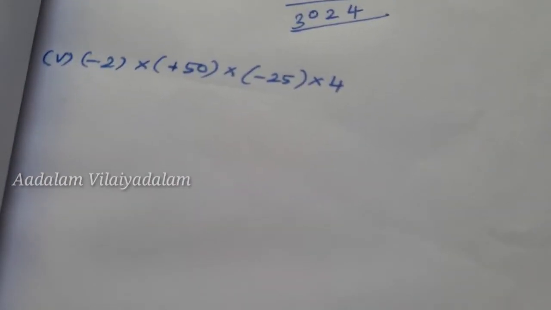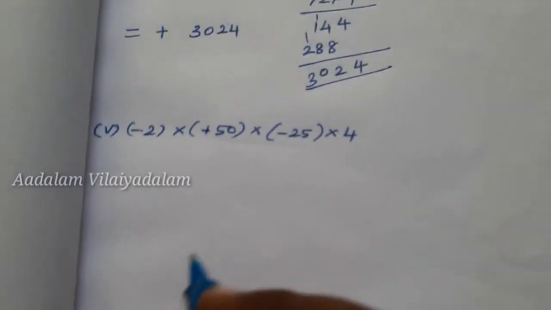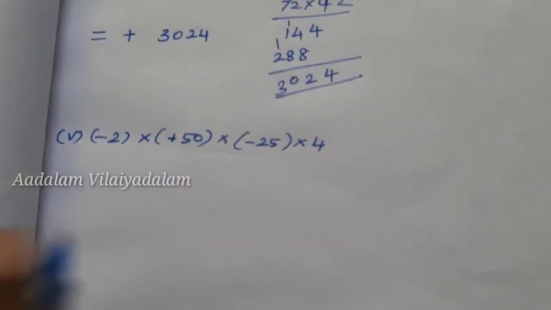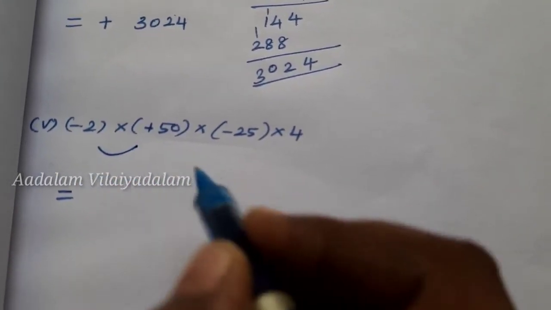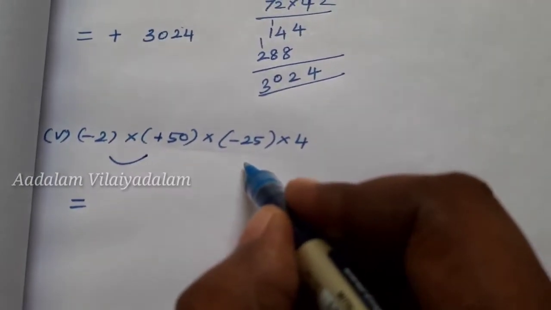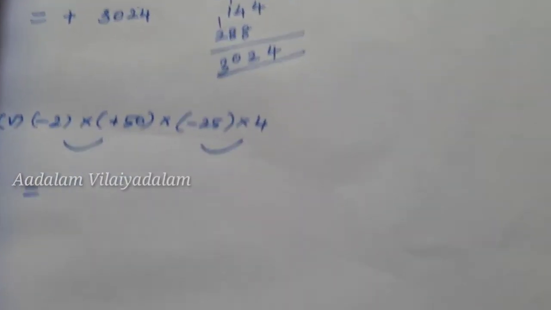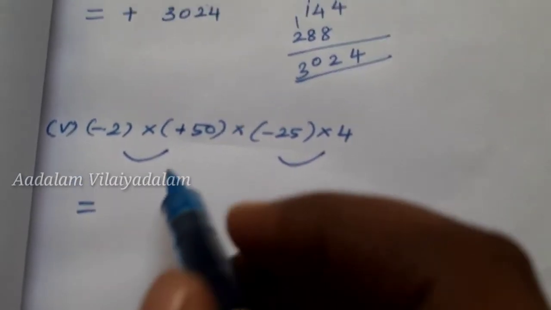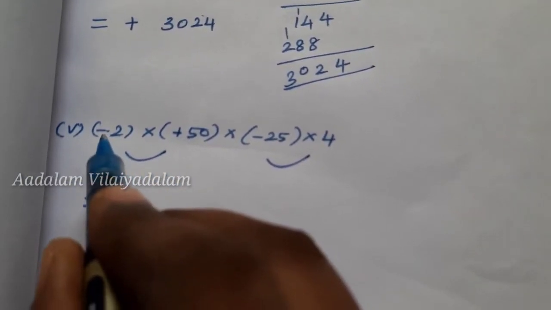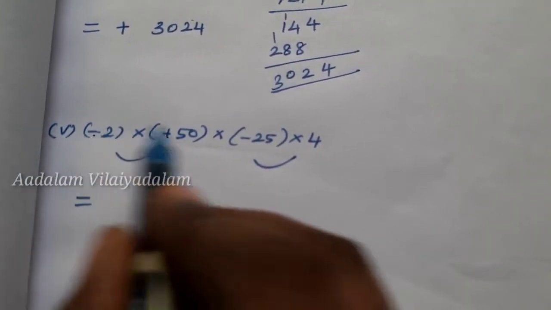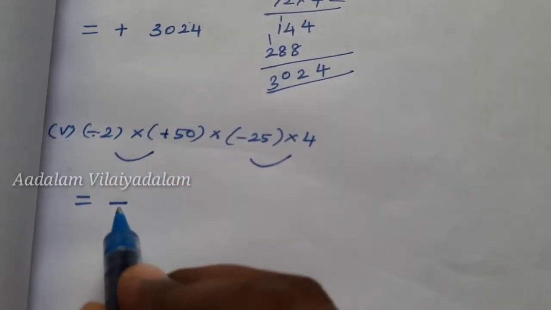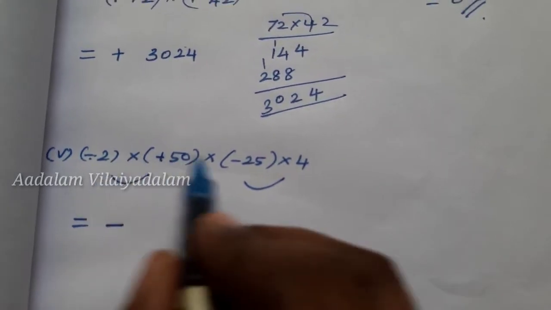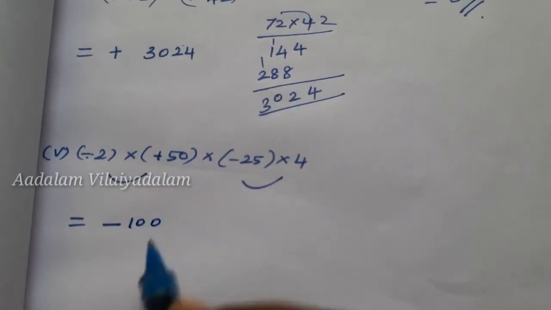Come to the fifth subdivision. Here what you see, there are also 4 integers. So let's multiply the first 2 integers in the beginning and then we can multiply the other 2 integers. First let us multiply the signs. What will you get? Minus into plus you will get minus. If there are different signs you will get minus. Then 2 50s are 100.